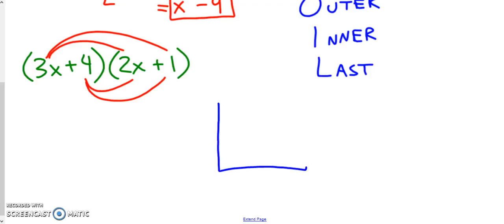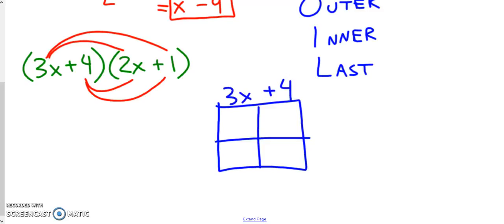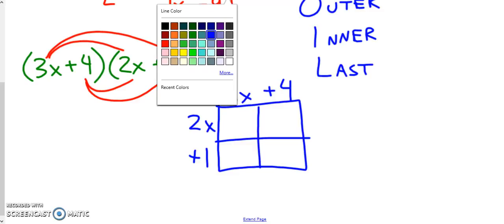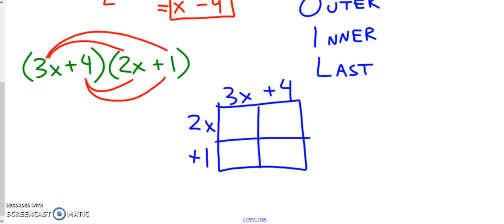So you make this little 2 by 2 square. This is 3x plus 4. This is 2x plus 1. And basically what happens is wherever these intersect, you multiply.